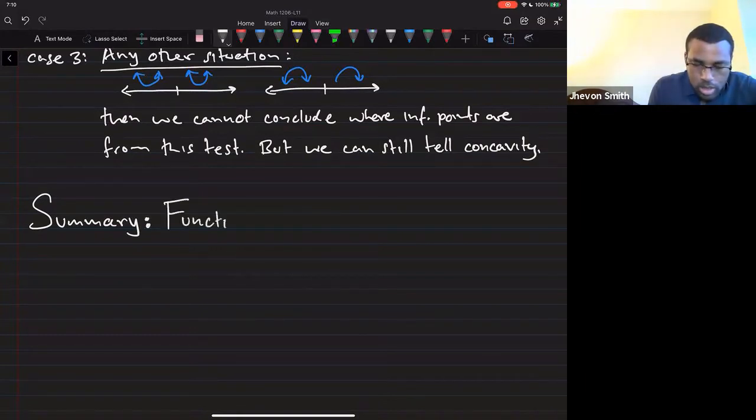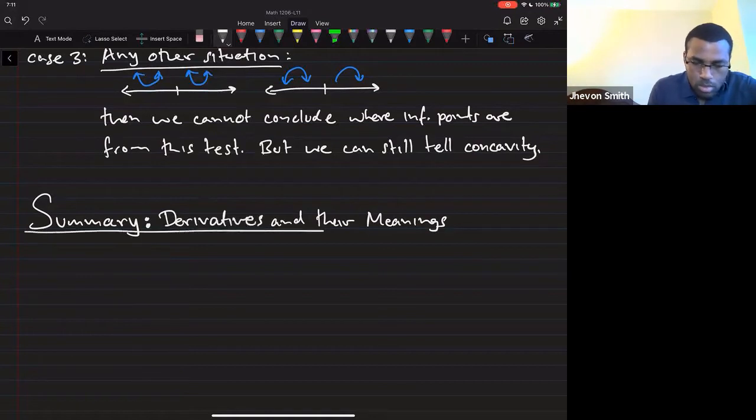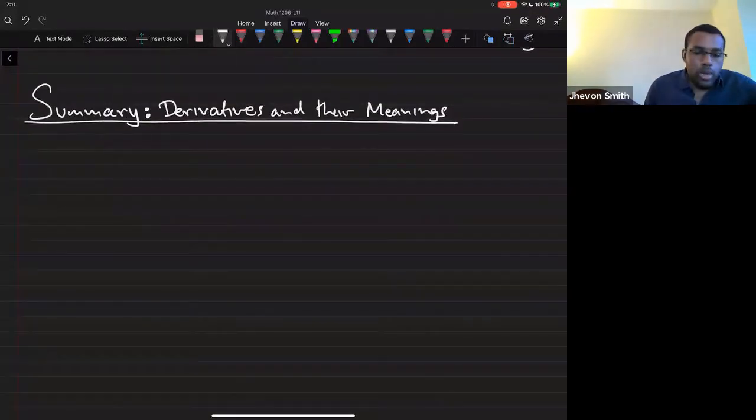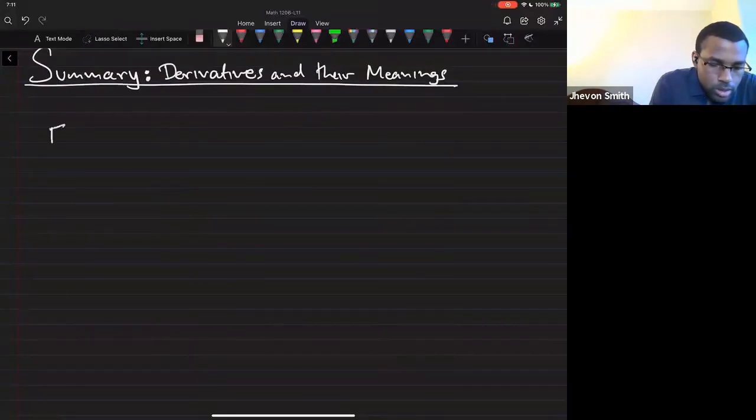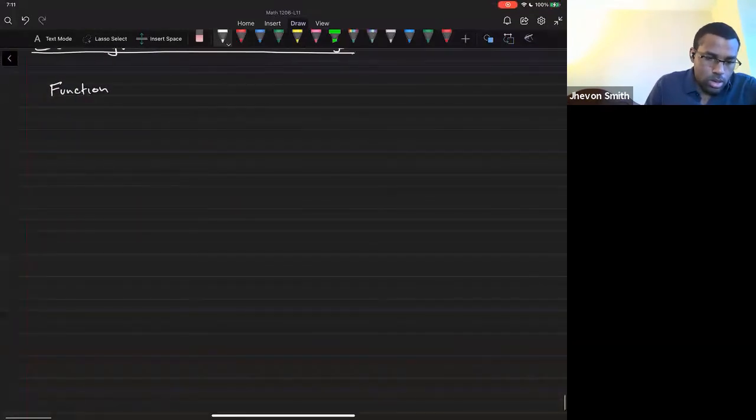Functions and their meanings. So here's the function, which, this is going to be, I think, a long table.